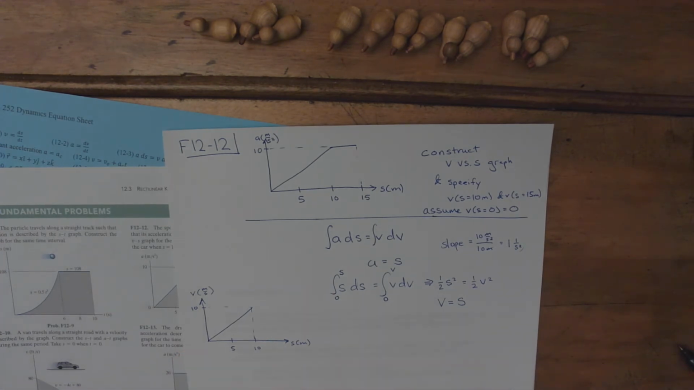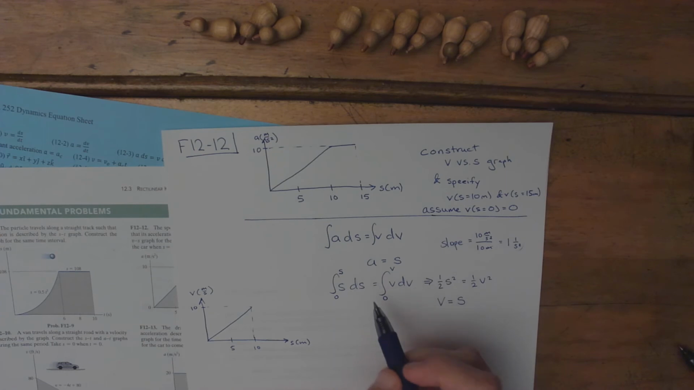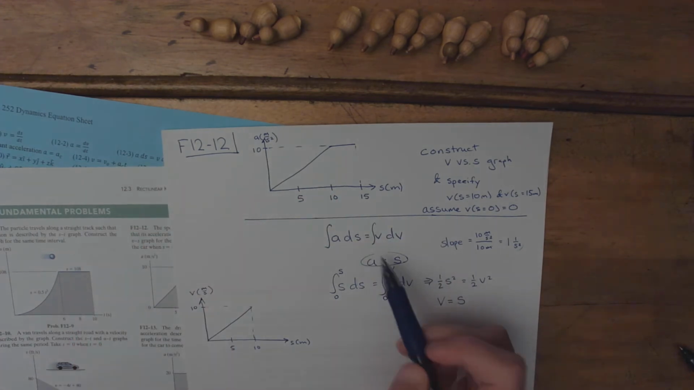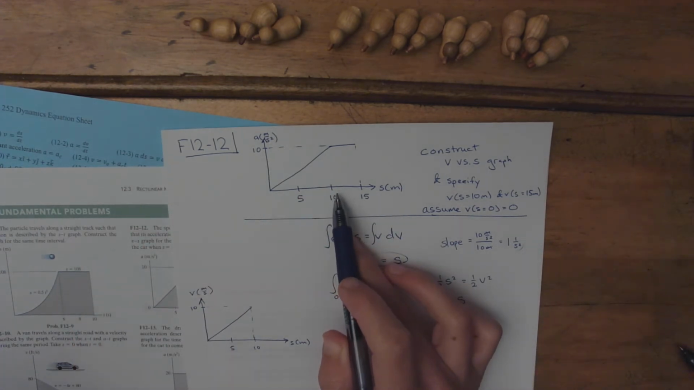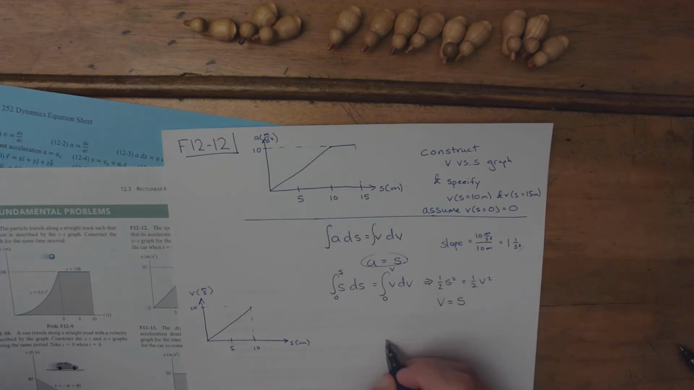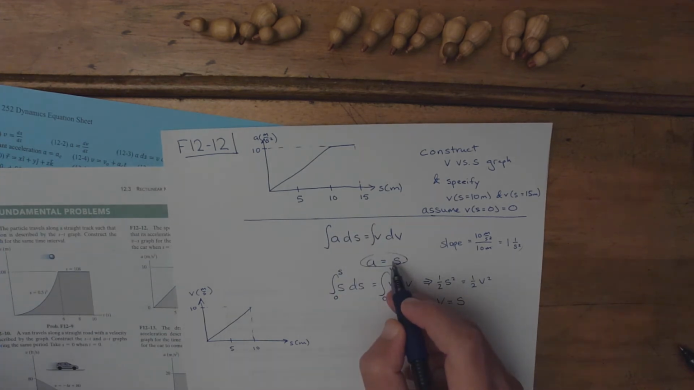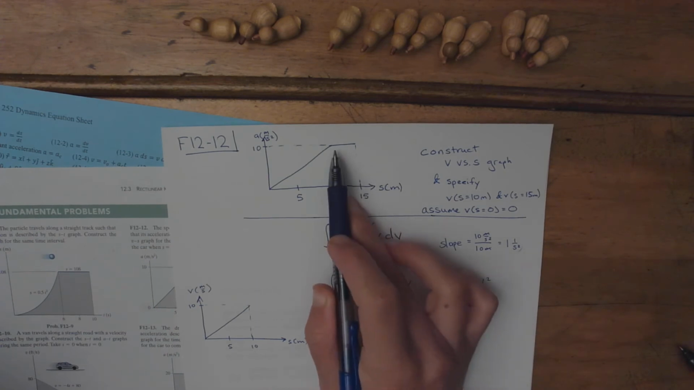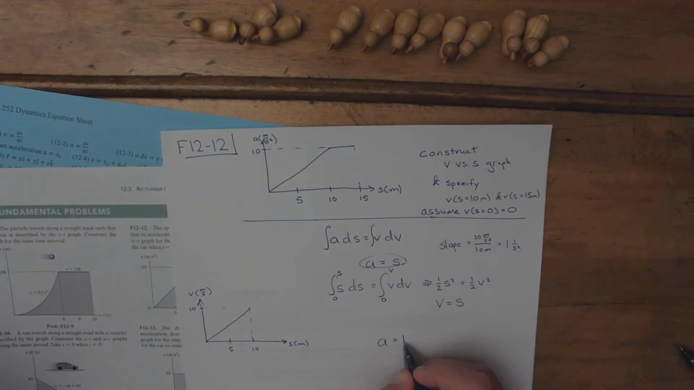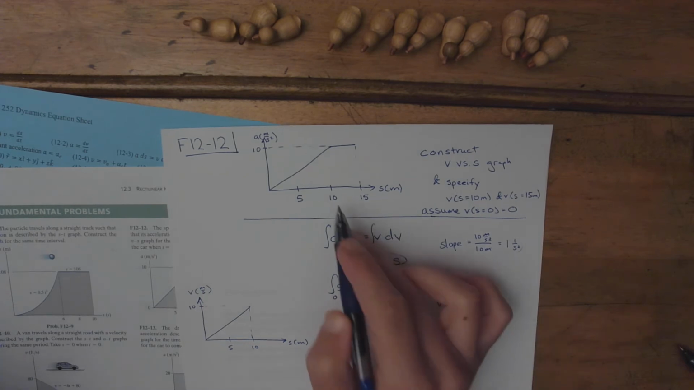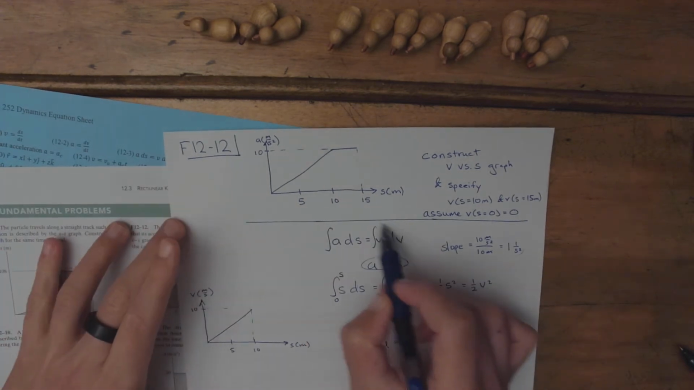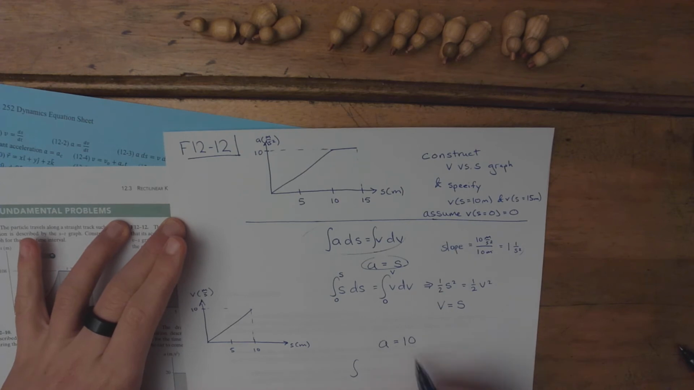Okay, so now we're going to go from 10 to 15. I'm going to use this equation, but this is what I had when I go between 0 and 10. When I go between 10 and 15, I need to know what to use for the acceleration. It doesn't depend on s anymore. It's always 10 meters per second squared if you're between 10 and 15. So we're going to use this equation, but now with a being equal to 10.